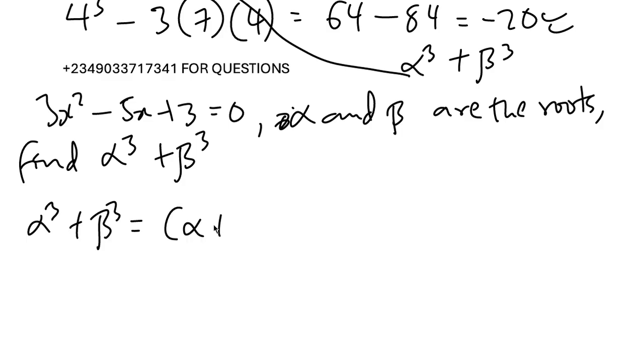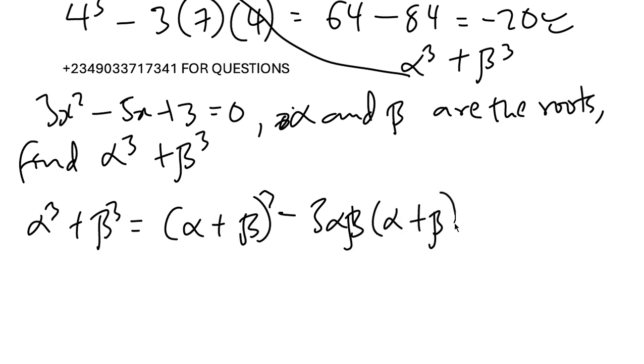Alpha plus beta all cube, negative 3 alpha beta into what? Alpha plus beta. Do you get? So with that, you say that alpha cube plus beta cube. So what is the sum of the roots of this equation? It's simply what? Negative b over a, right?